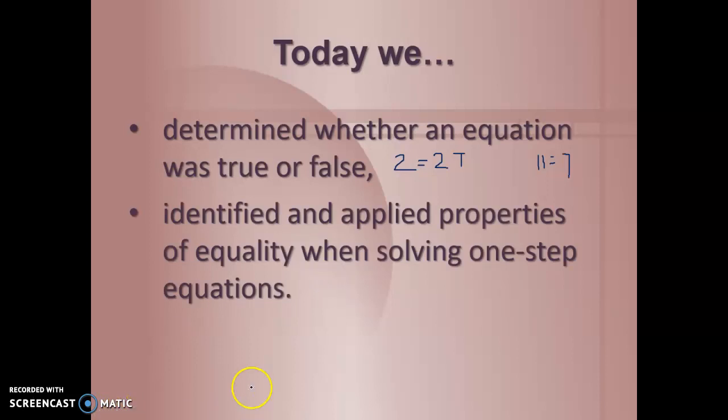We also identified and applied properties of equality when solving one-step equations.